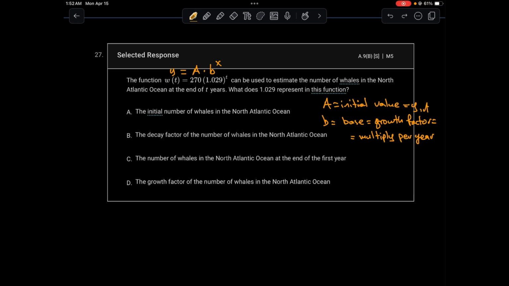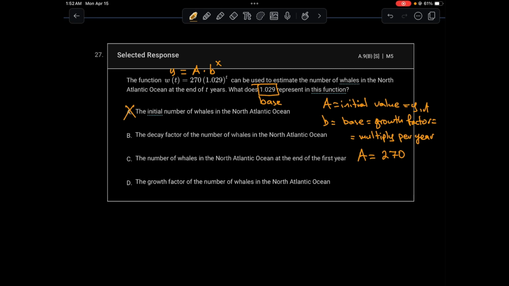Okay, so they're asking me about the base. What does the base represent? And I know this stuff. So let's see. A, the initial number of whales in the North Atlantic Ocean. Well, the initial number is A, and A here is 270. It's not 1.029. So that's not it.